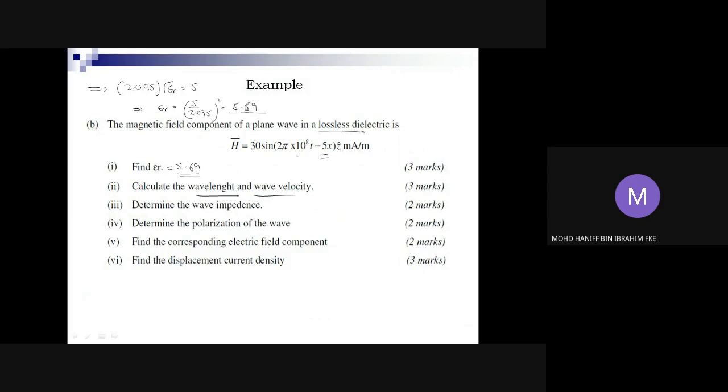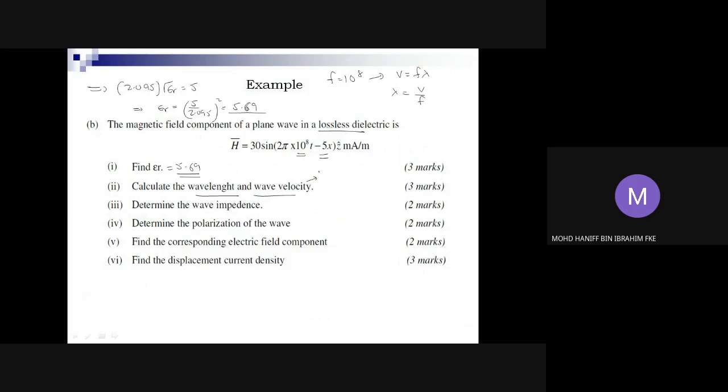And from the omega, we can find the frequency, which is 10 power of 8. So the F is equal to 10 power of 8 hertz. And from here, we can find the equations: V should be equal to F lambda, and the lambda shall be equal to V over F. So V is the velocity that needs to be obtained first.